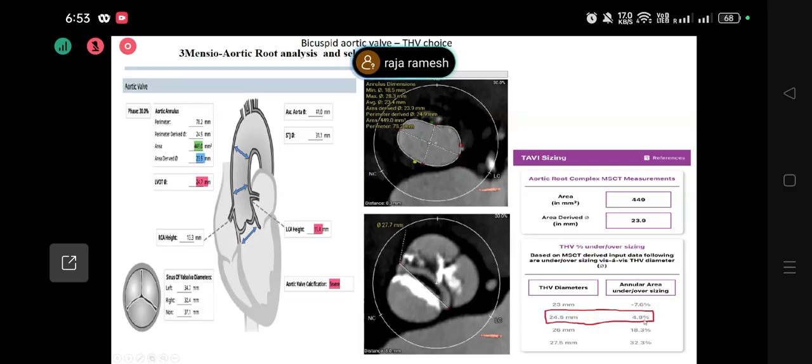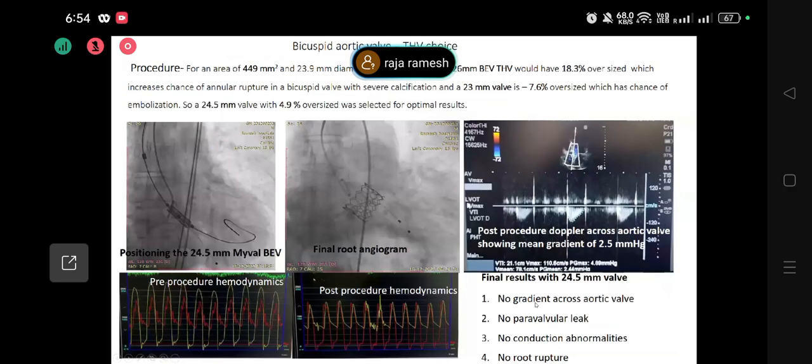Generally, we will oversize between 10 to 15%. For a bicuspid aortic valve, we will oversize a little less. Why? Because there will be an asymmetric calcium and asymmetric fusion, so the risk of rupture will be more. So we'll choose a 5% oversize. So this is a 24.5. A balloon expandable valve was chosen in this case.